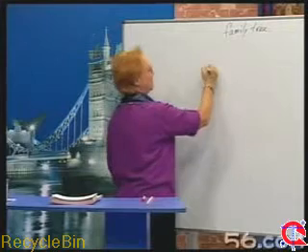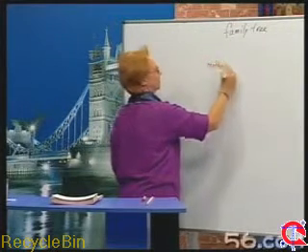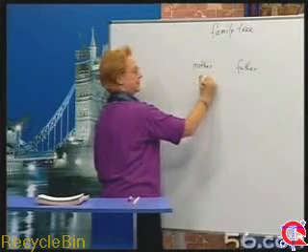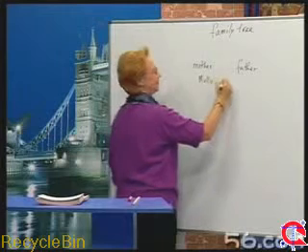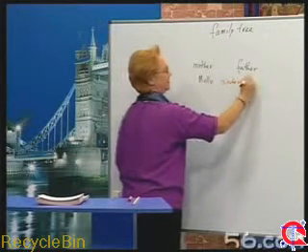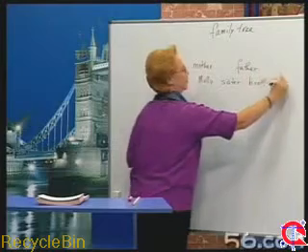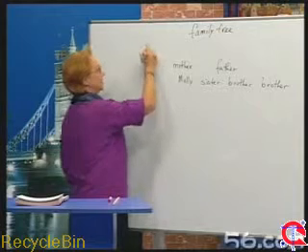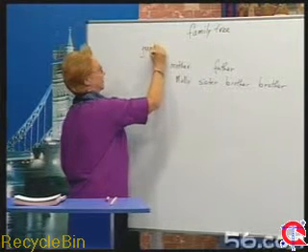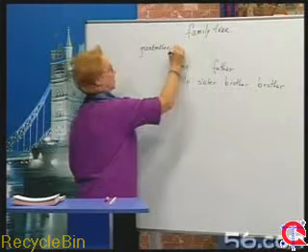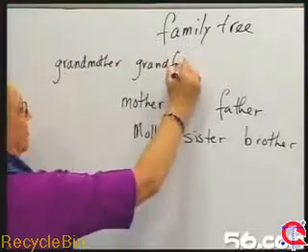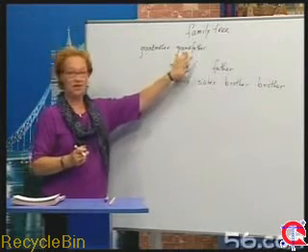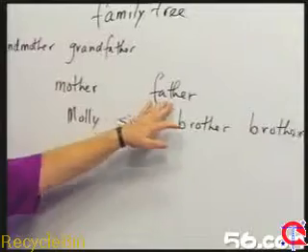This is my mother, father. This is me, Molly, sister, brother, brother. And on this side, grandmother and grandfather. Okay? Grandmother, grandfather, mother, father.